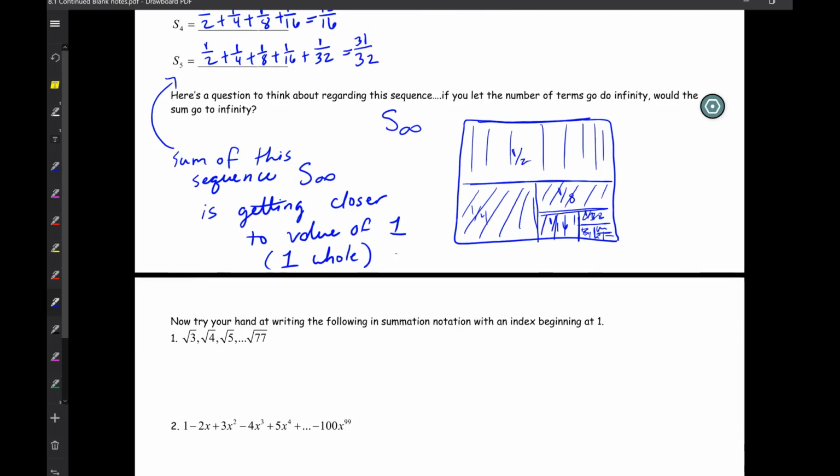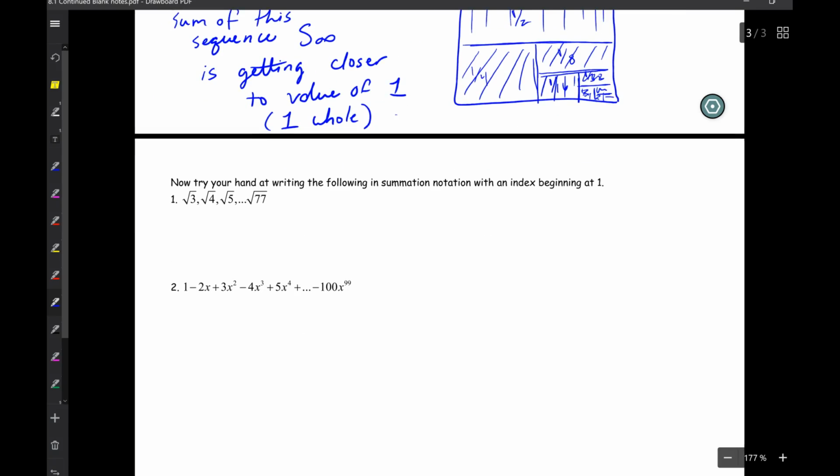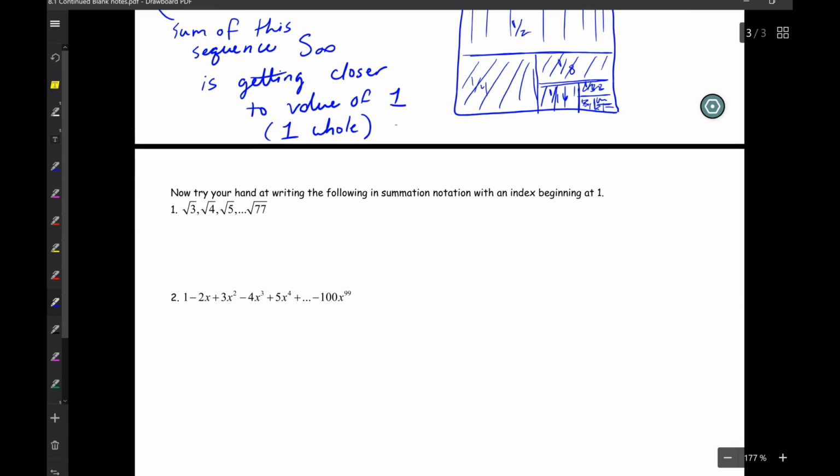Okay. All right, now try your hand at the following. See if you can go back to using the summation notation. That's going to be our main focus today, the sigma. Summation notation is the sigma, with an index beginning at 1. Just so you know, the number at the bottom, that's your index.